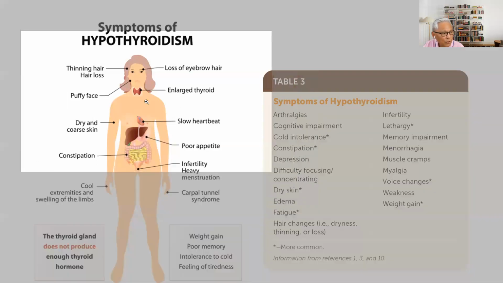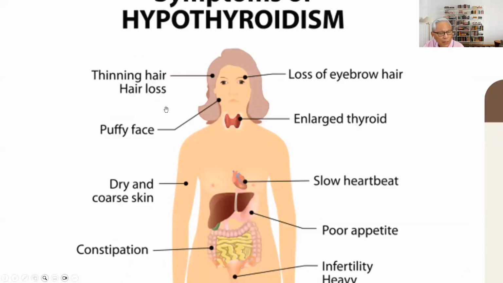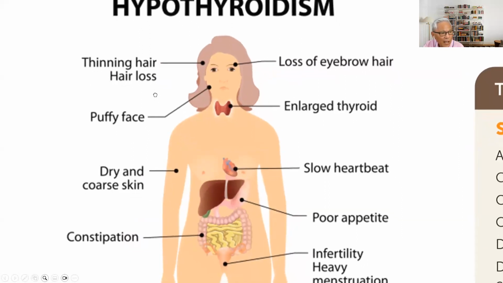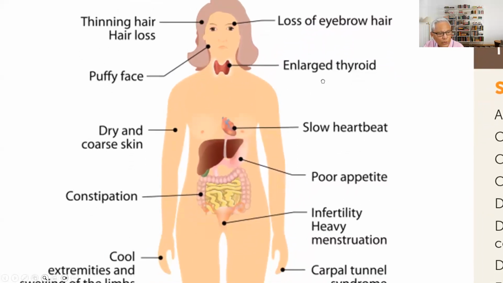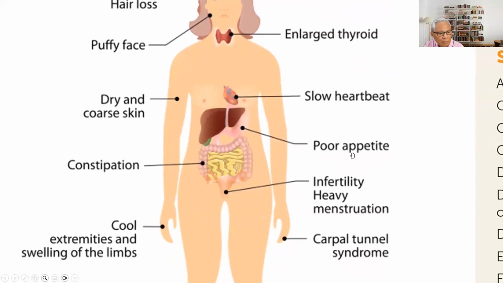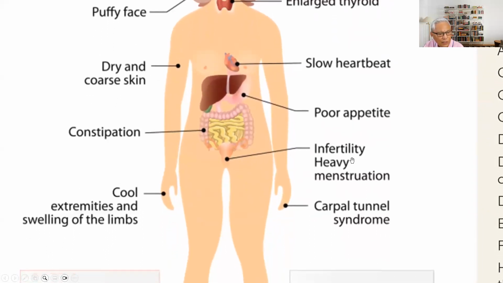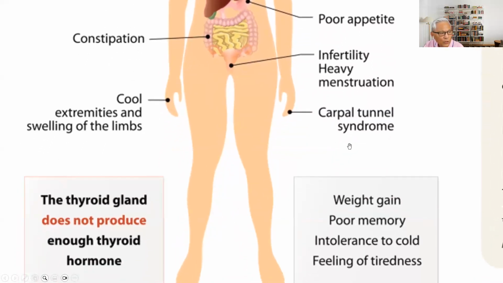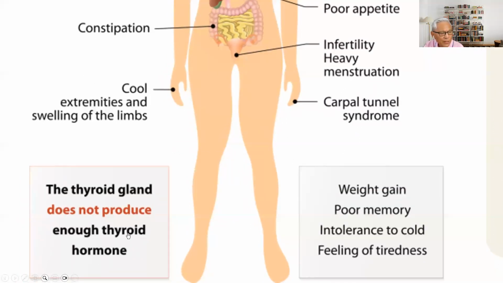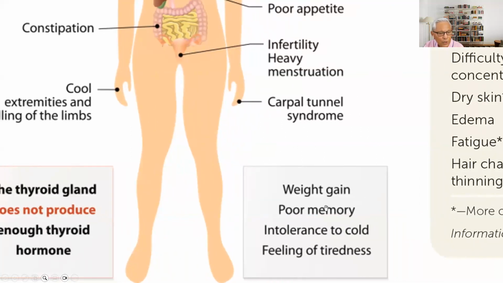So if I'm going to magnify the slide right over here, it would include thinning hair or hair loss, enlarged thyroid, a puffy face, dry and coarse skin, slow heartbeat, poor appetite, constipation, infertility, and carpal tunnel syndrome, cool extremities, and swelling of the limbs. And the thyroid gland does not produce enough thyroid hormone. And the other things that might occur are weight gain, poor memory, intolerance to cold, and feeling of tiredness.